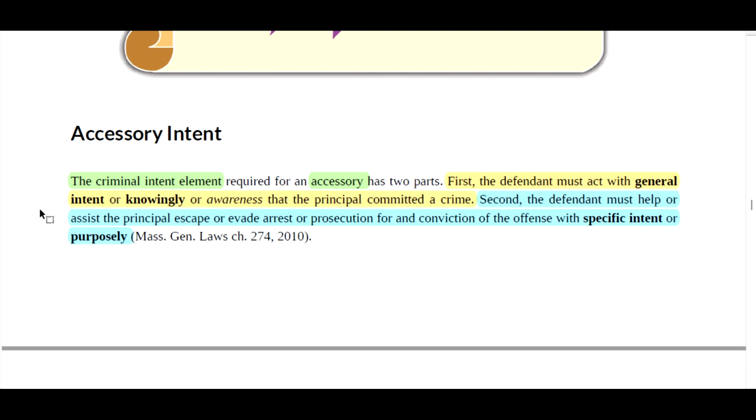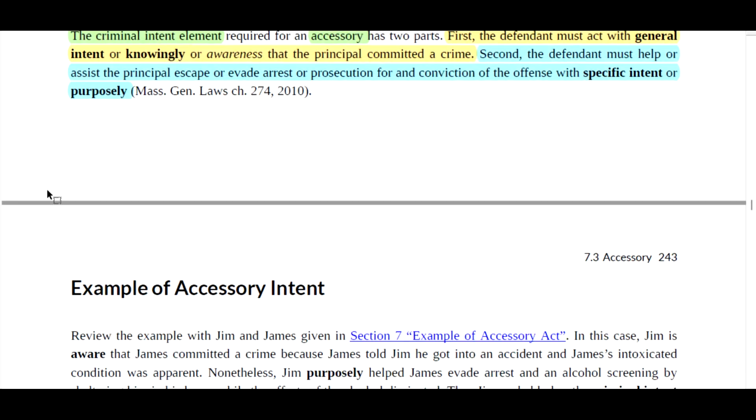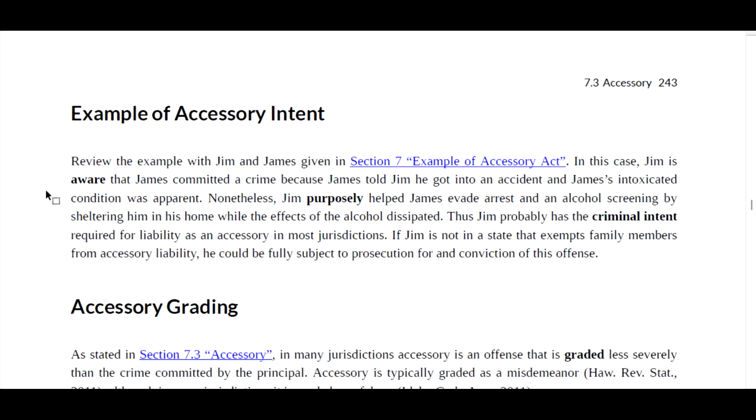That's big. The intent requirement is both pieces. They have to have a general understanding they committed a crime, and they must act with the specific intent or purpose to avoid that. They're trying to help.